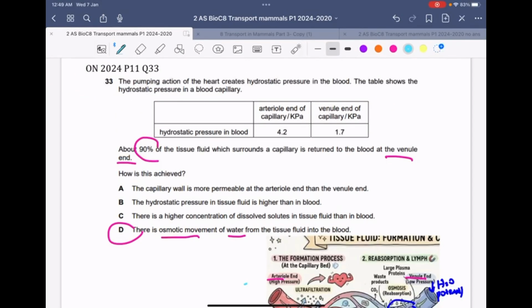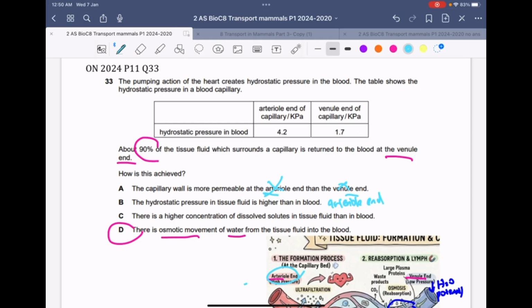Because the capillary wall is more permeable in the arterial end than the venule end. This is incorrect, because both arterial and venule ends have the same pore size. 就说他们的这个血管壁的洞口不管在 arterial 还是在这个 venule end 都是一样的 size, same size. And then hydrostatic pressure in the tissue fluid is higher than in the blood. Wrong. Hydrostatic pressure is highest in the arterial end, which is from the arteries.